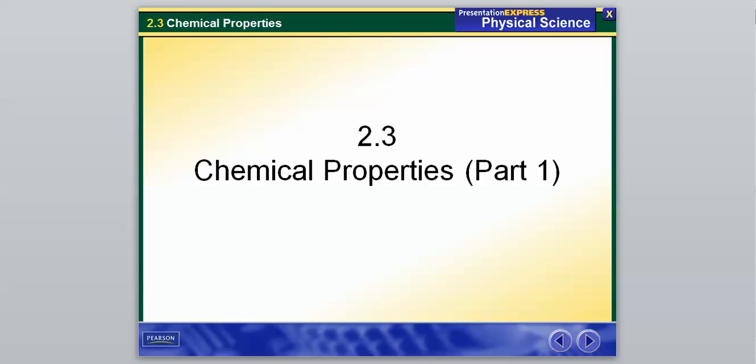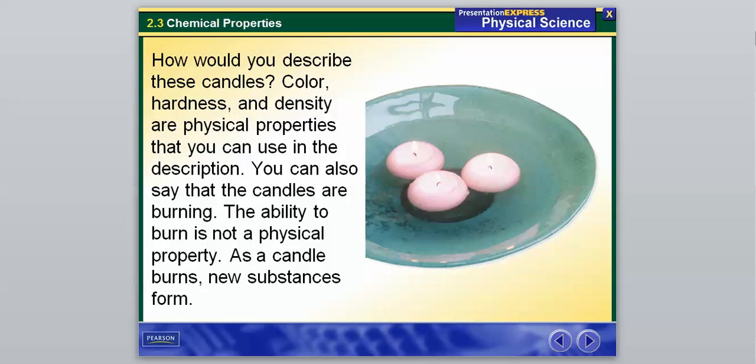So as always, we start with a little example to help us introduce here, and it's talking about candles. So it said, how would you describe these candles to start? So first we have color, hardness, and density, which are all physical properties that we can use in our description. You can also say that the candles are burning. And this is where we start to get a little bit new. The ability to burn is not a physical property, because as a candle burns, new substances are formed. So that is going to be one of the telltale characteristics of a chemical change, when the substances start to change or new ones begin to form.